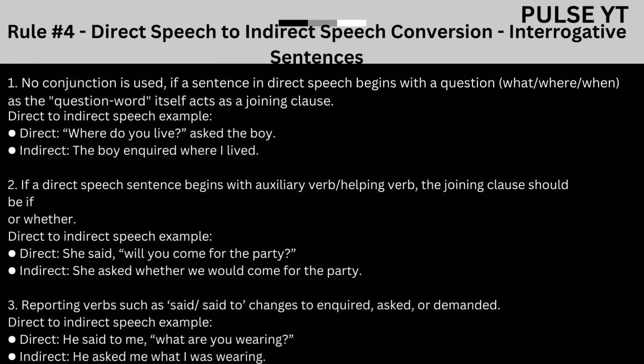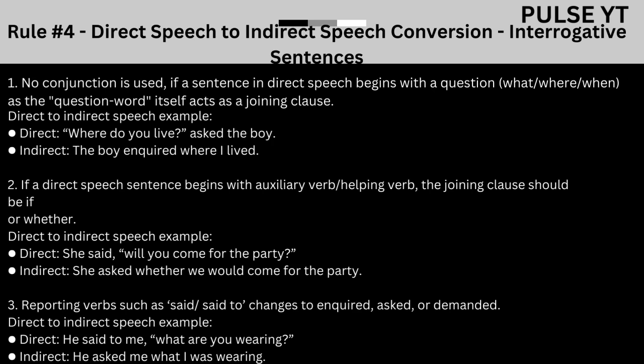Rule number 4, direct speech to indirect speech conversion, interrogative sentences. 1. No conjunction is used if a sentence in direct speech begins with the question words what, where, when, as the question word itself acts as a joining clause. Direct to indirect speech example. Direct: "Where do you live?" asked the boy. Indirect: The boy inquired where I lived.